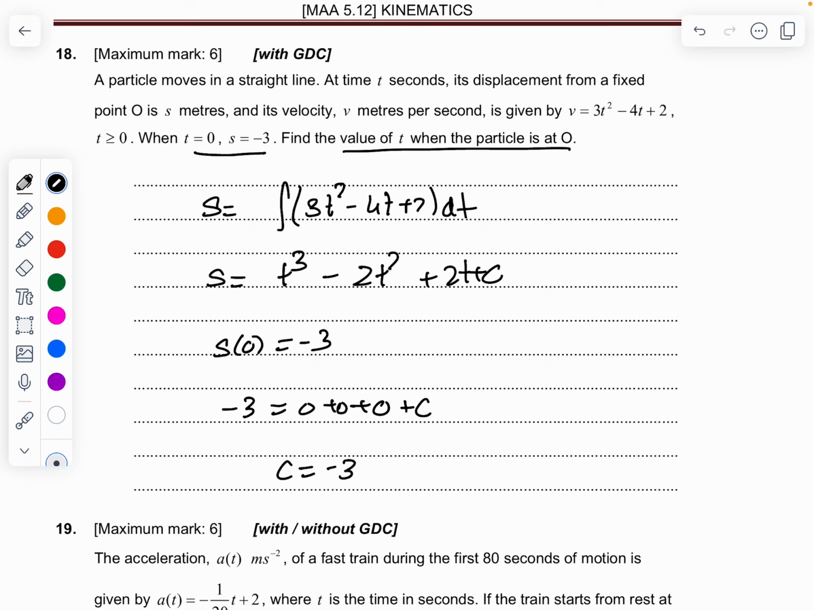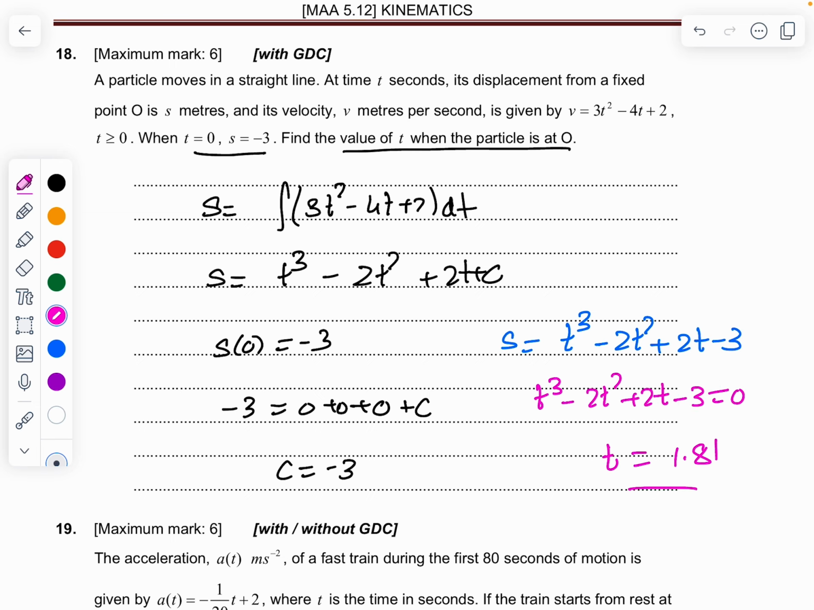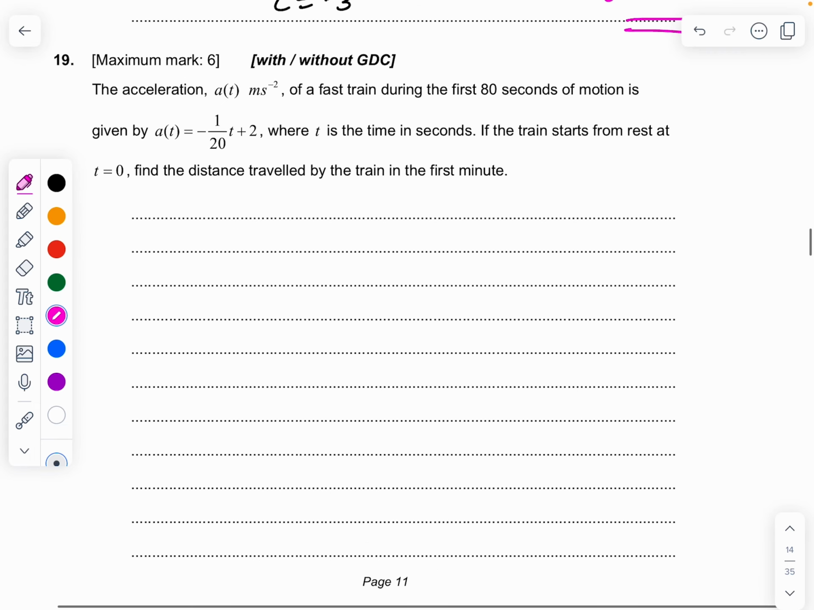So what is the formula for s? s equals t cube minus 2t square plus 2t minus 3. Now the distance has to be 0. So t cube minus 2t square plus 2t minus 3 equals 0. Use the GDC, you should get 1.81 seconds.